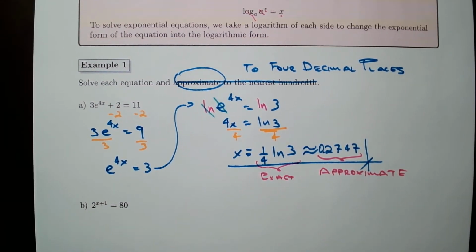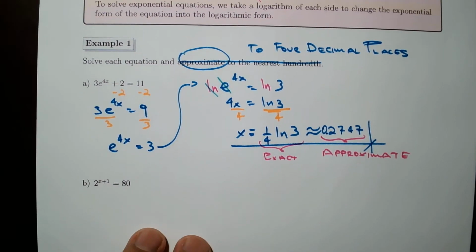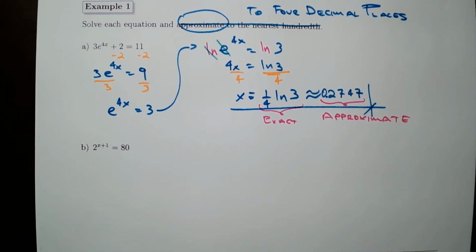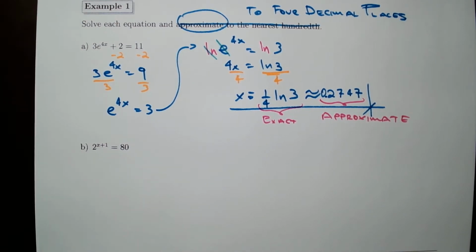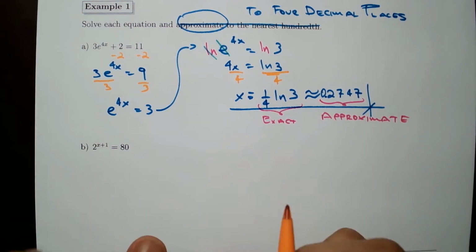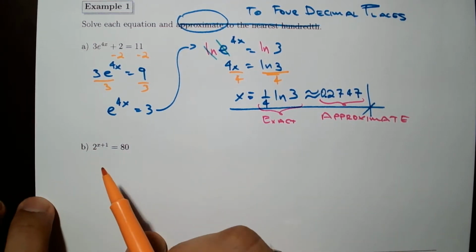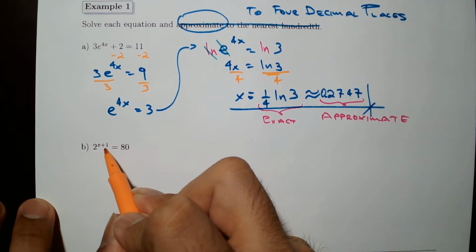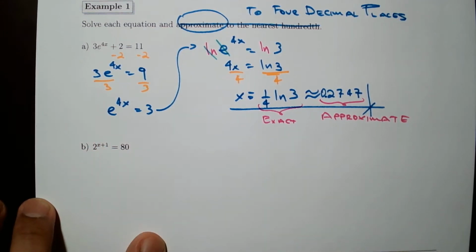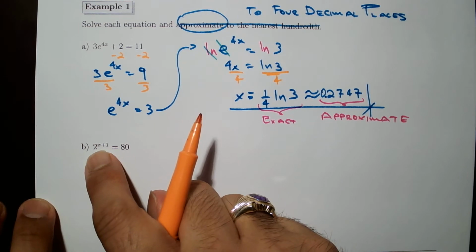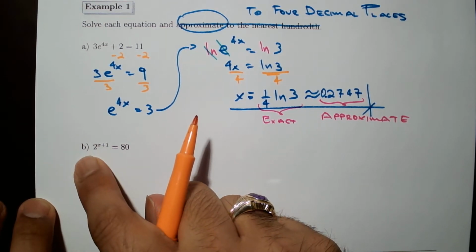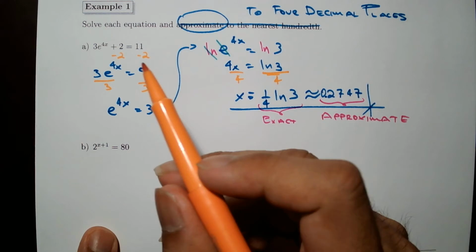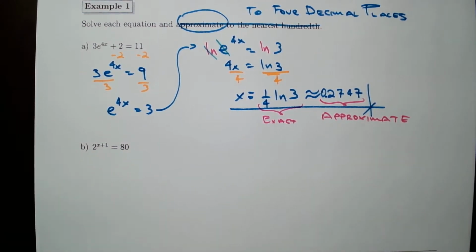Okay, so let's do another example. For letter B, notice how the exponential term is already by itself. Okay, so there's a few ways you could solve this equation. One way is to apply the log base 2 to cancel the exponential and the logarithm and leave us with the power. However, if we do that, let me show you on a different paper.